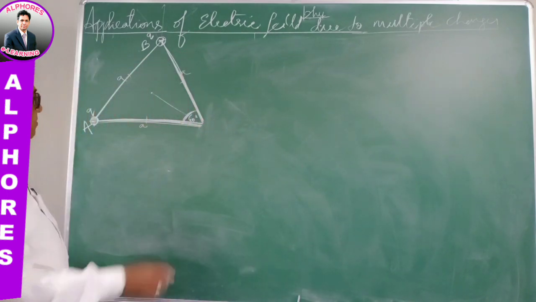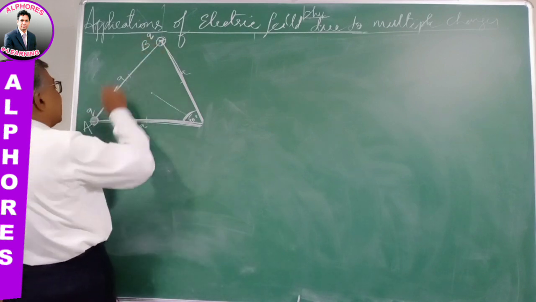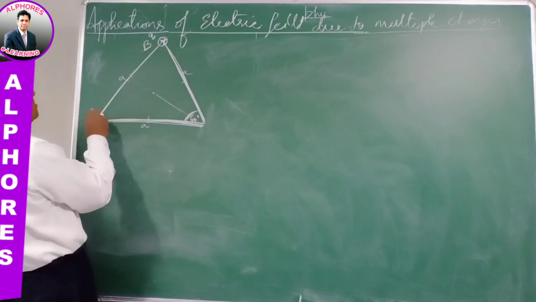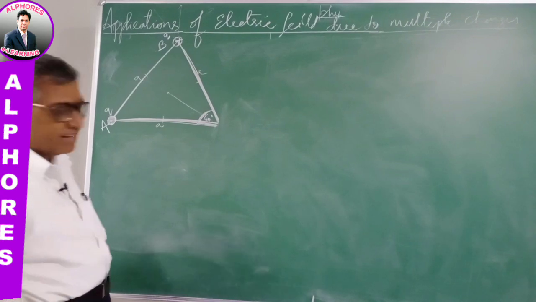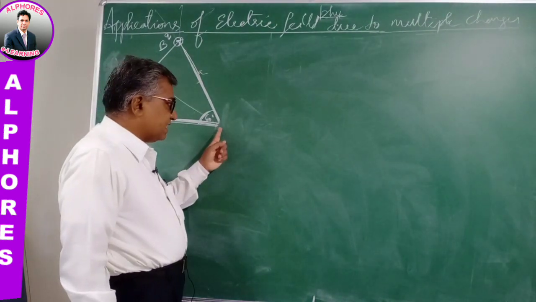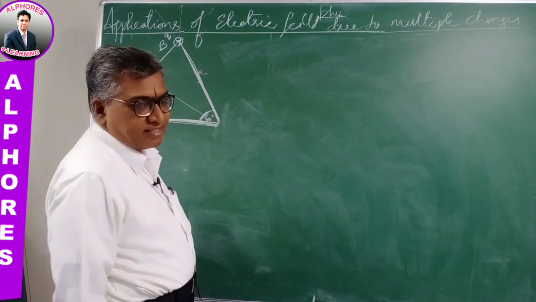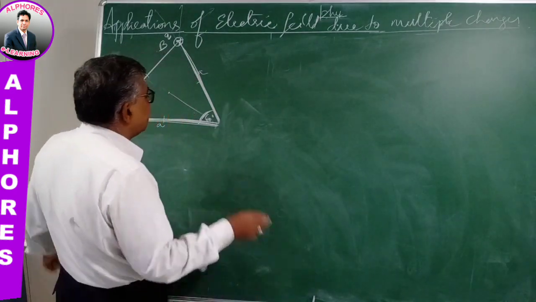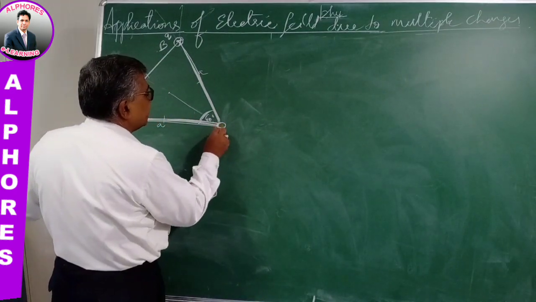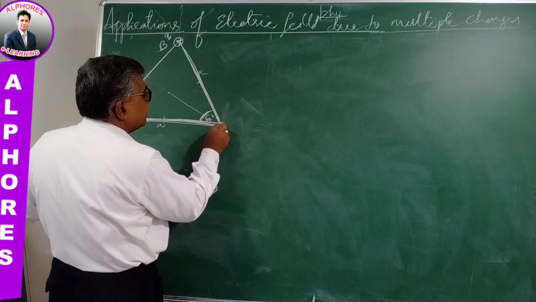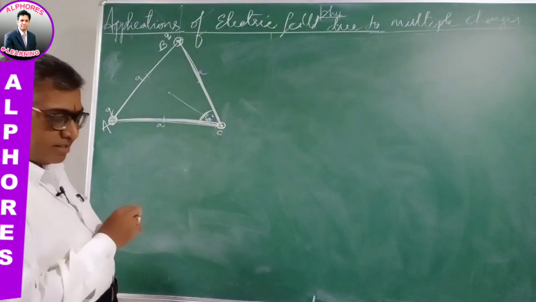Now if there are two equal and unlike charges at two vertices of an equilateral triangle, what is the resultant electric field at the third vertex? Now this is the question. So the resultant electric field at the third vertex, C, is asked, right?